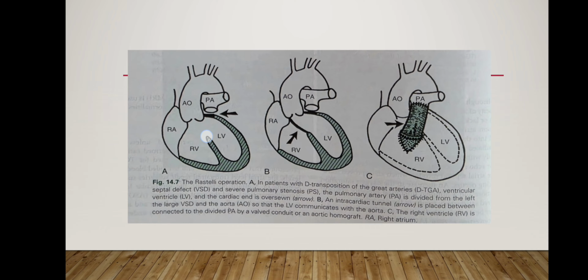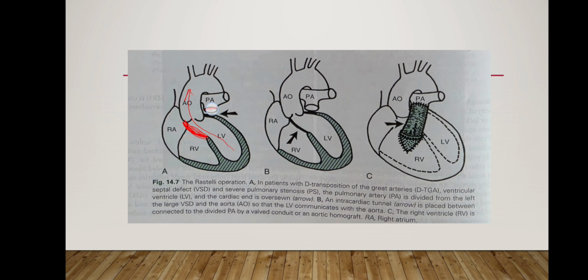We have to make a tunnel in the left ventricle. So this is the VSD. So we make a tunnel, and the blood which comes from the left atrium enters from the right ventricle and then into the aorta. So there we have to put a patch and make a tunnel at the VSD level.